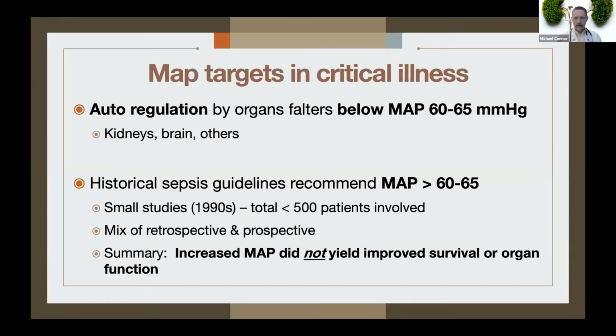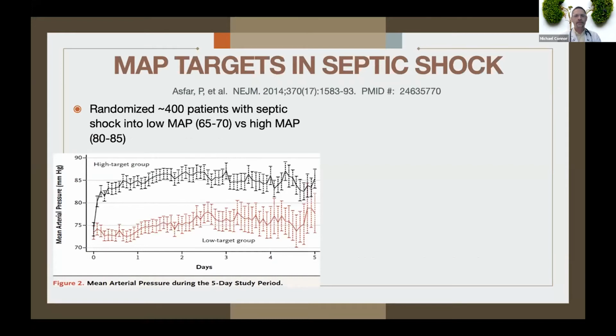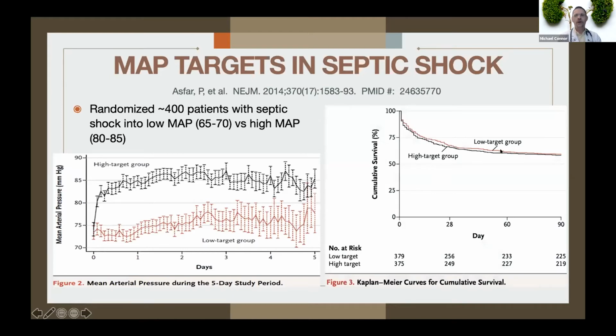Subsequent to this, in the late 2000s and early 2010s, there was another randomized controlled trial done in septic shock. It took 400 patients and randomized them to a low MAP versus high MAP target. You can see that they achieved very good separation in the blood pressures between these two groups. So these groups were really quite different. But what did they show? That there was really no difference in survival in the cohort at large. However, there were subgroup analyses that suggested, for example, people with chronic hypertension did better and had lower AKI rates if they were in the high MAP target group than the low MAP target group.